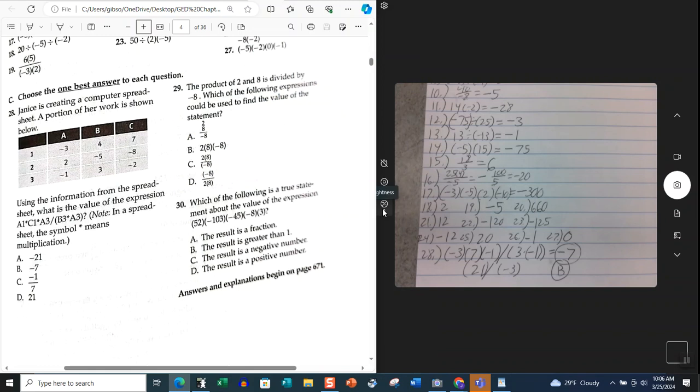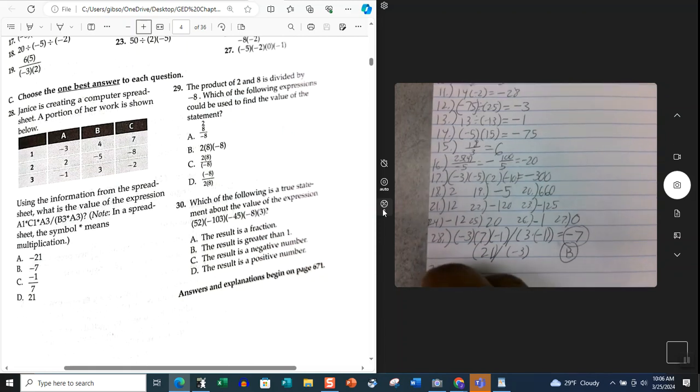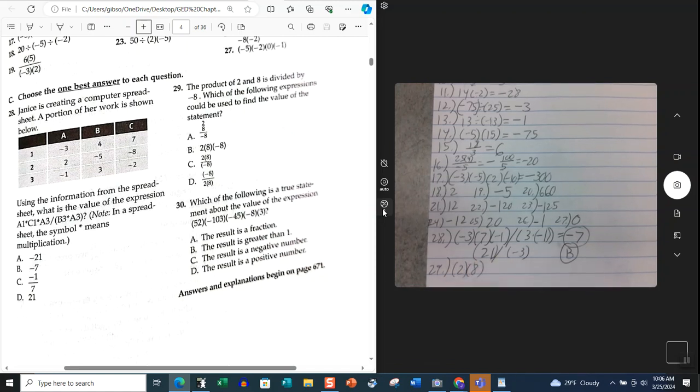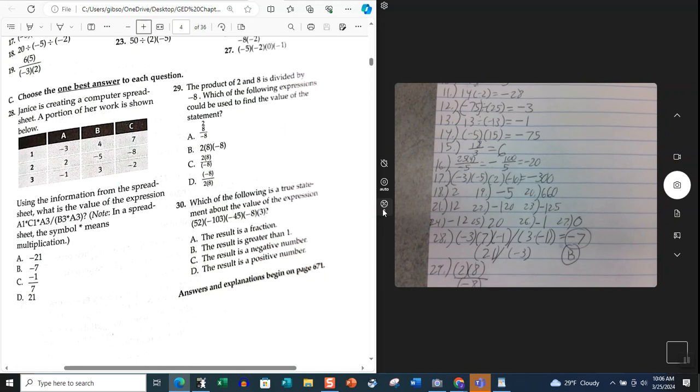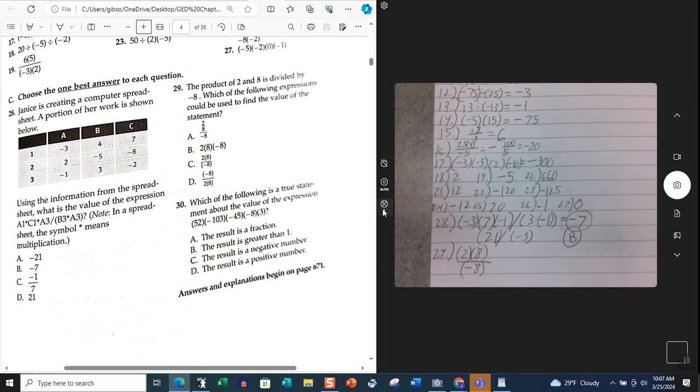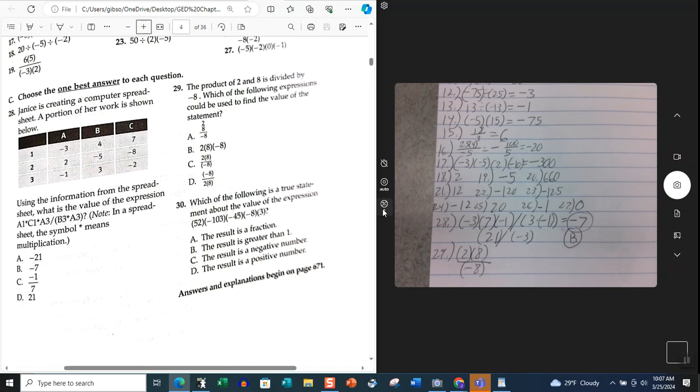Now we go to problem 29. It says the product of 2 and 8 is divided by negative 8. Which of the following expressions could be used to find the value of the statement? So first of all, let's write out what the statement is saying. Product means multiplication. So it's saying 2 times 8 is divided by negative 8. So far that's 29: 2 times 8 divided by negative 8. Now that would give us C, even though they did one less parenthesis. So our answer here would be C.